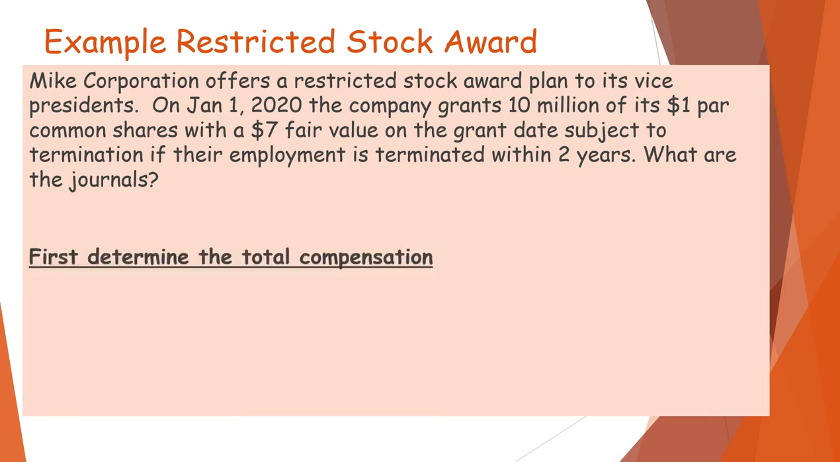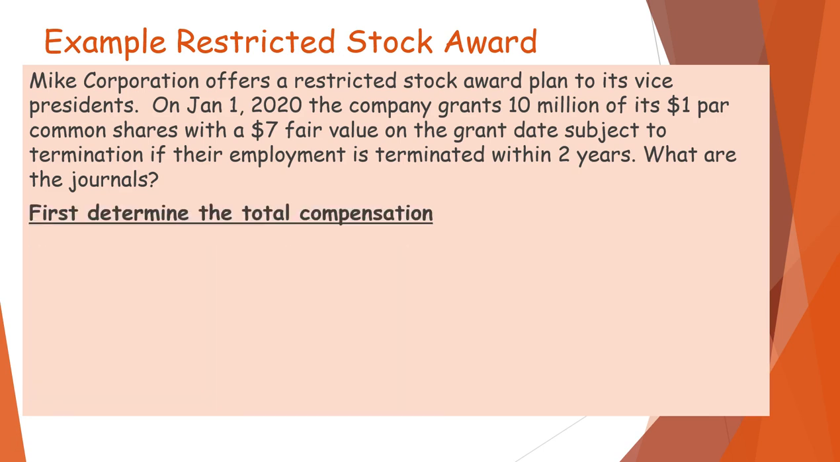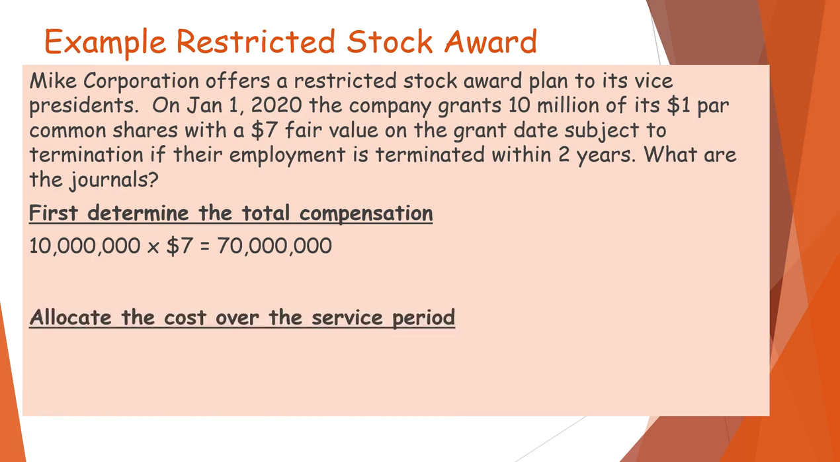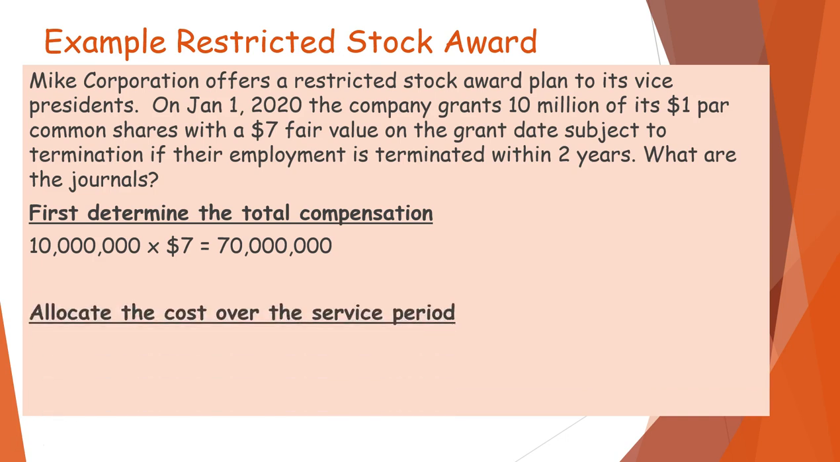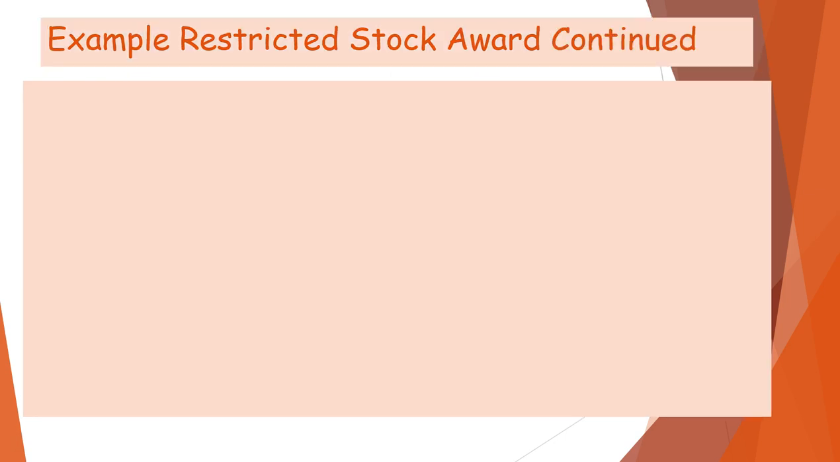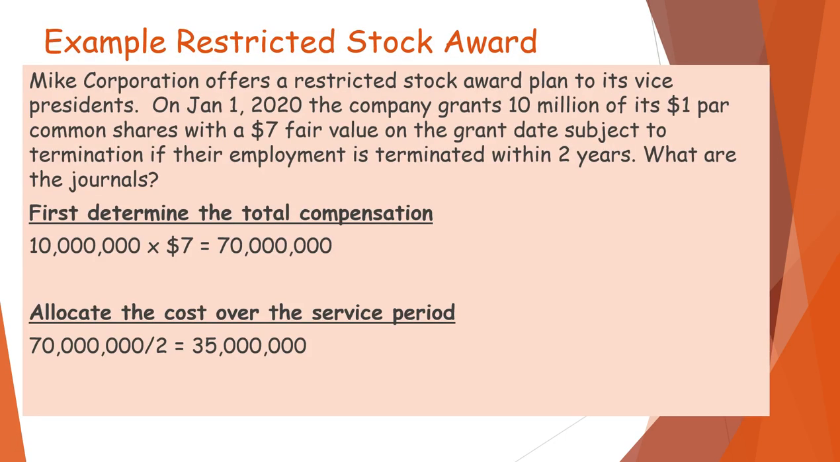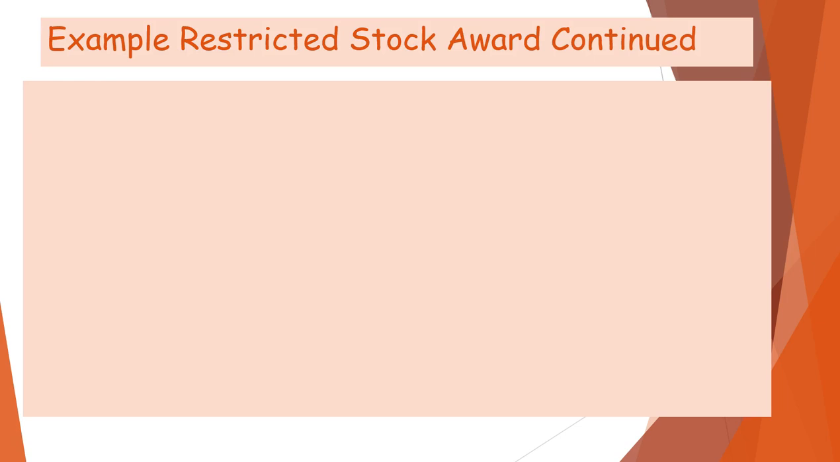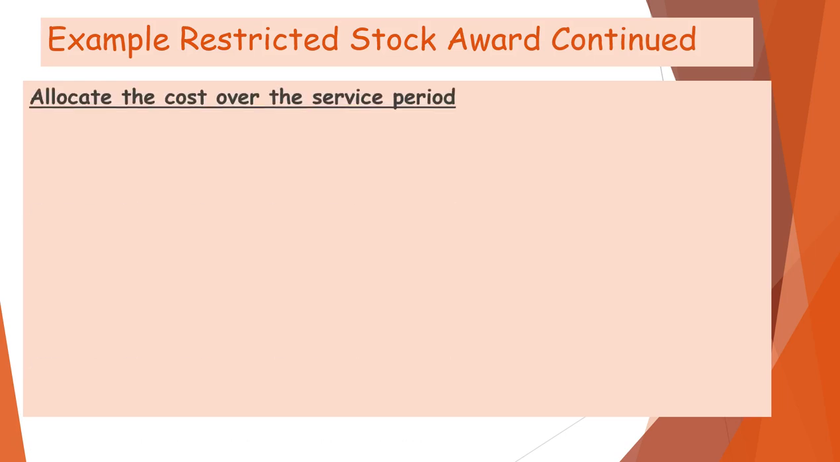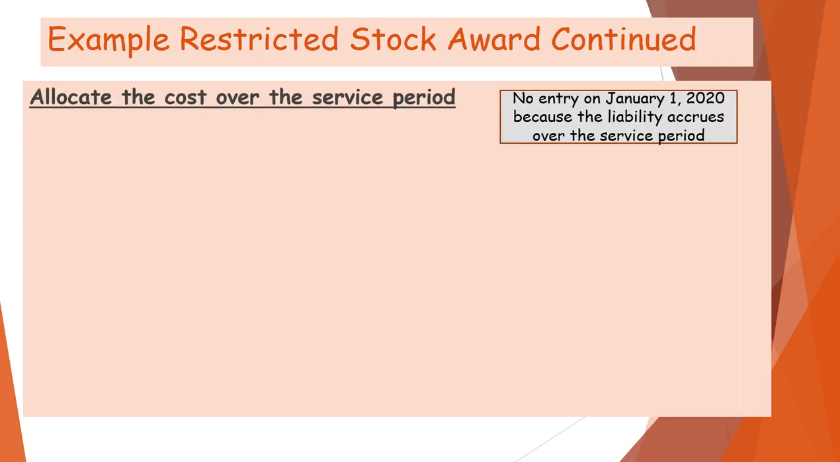What are the journals? First, we determine the total compensation. It's going to be 10,000 shares times $7, which is the value on the grant date. And then we're going to allocate it over the service period, which is 2 years. And that's 35,000. Now, we're going to allocate the cost over the service life.